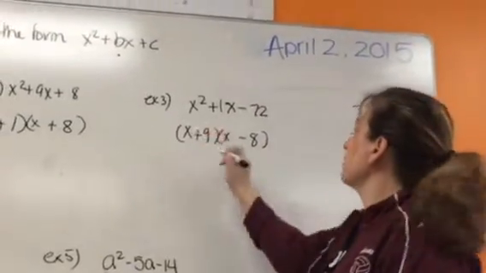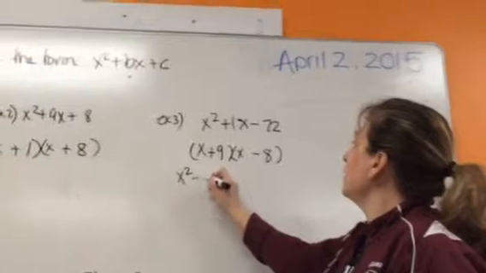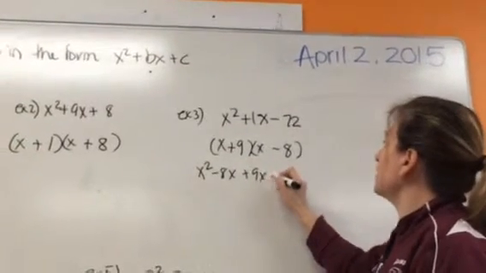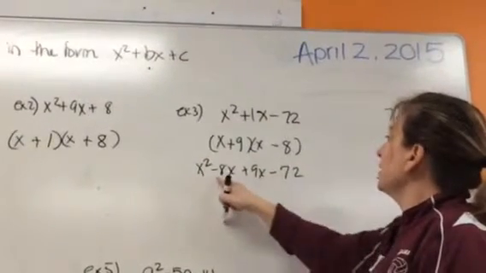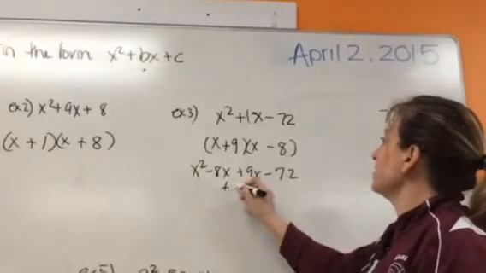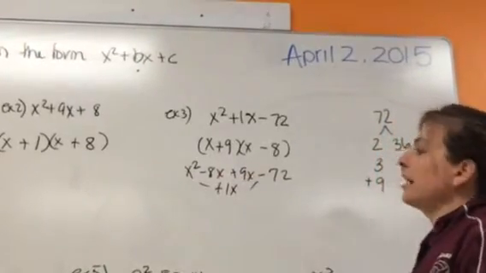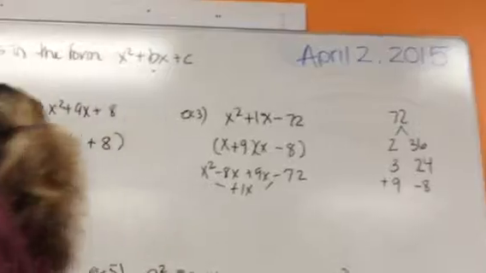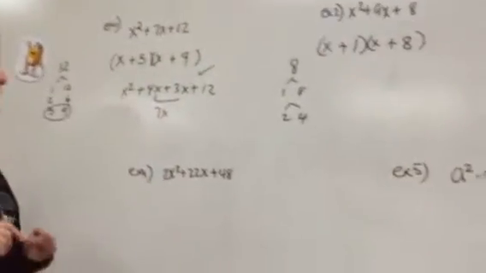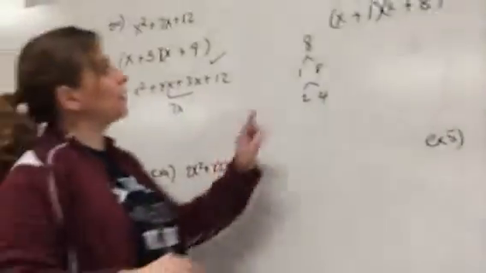Let's see if it works. FOIL it. X squared minus 8x plus 9x minus 72. Negative 8 plus 9 is a plus 1x in the middle. Okay? All right.